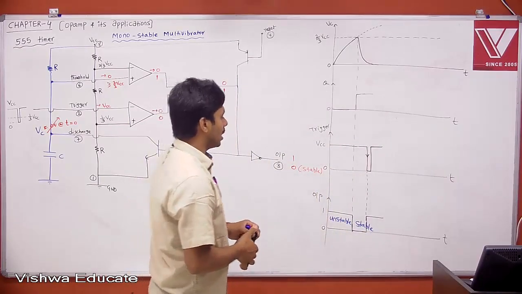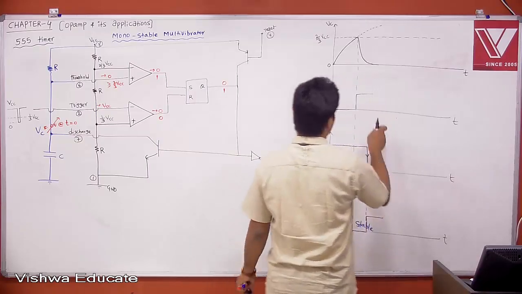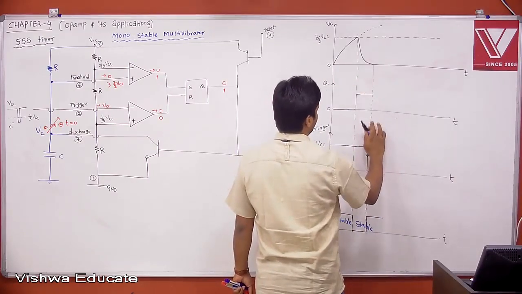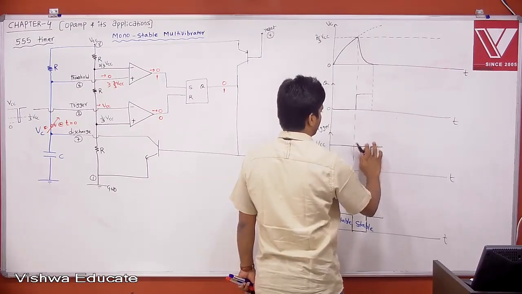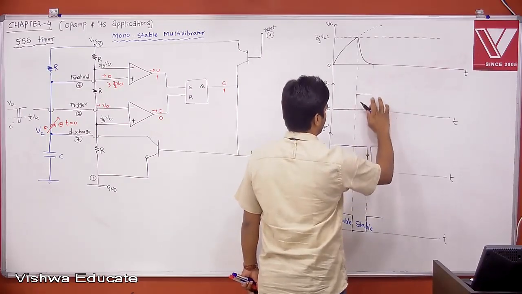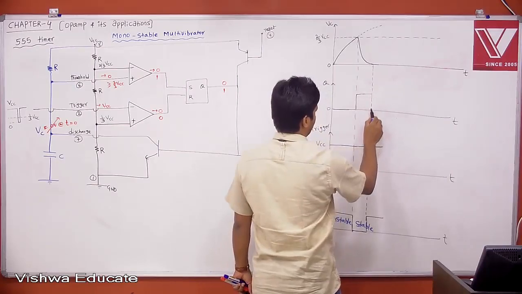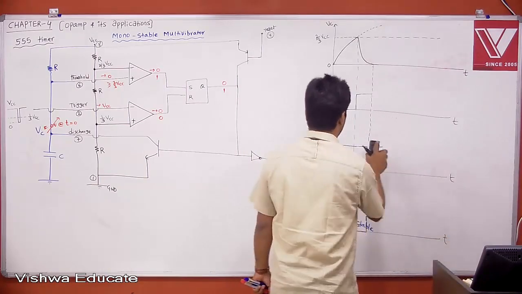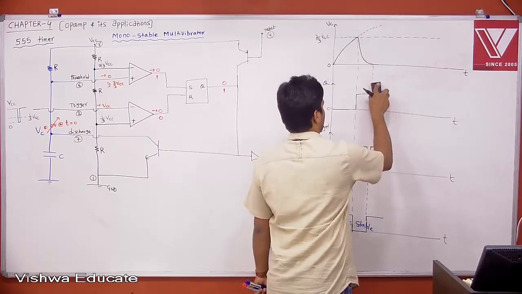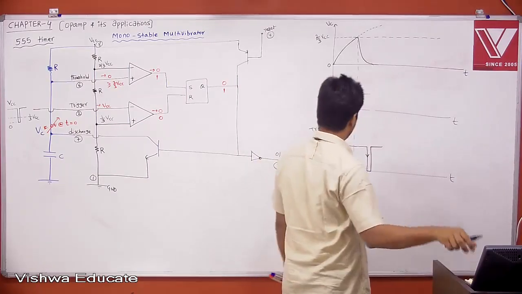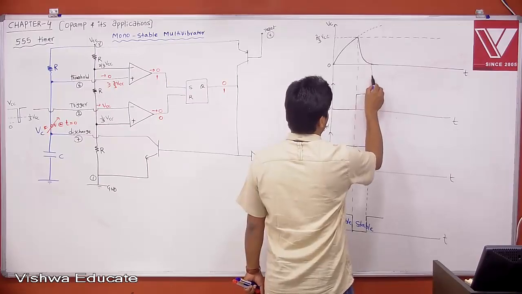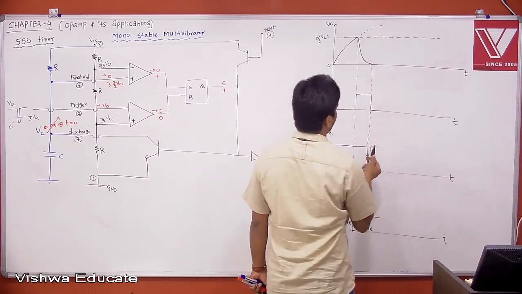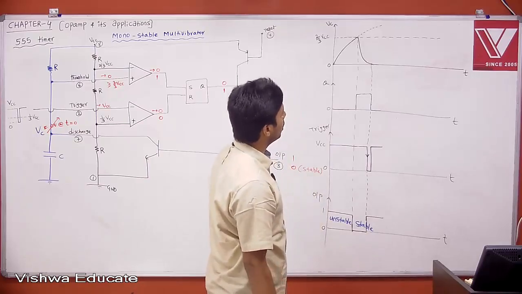Again, when it is entering into the unstable state, whenever trigger applies, your output will immediately be 0. Q will be 0. Now your capacitor starts charging.